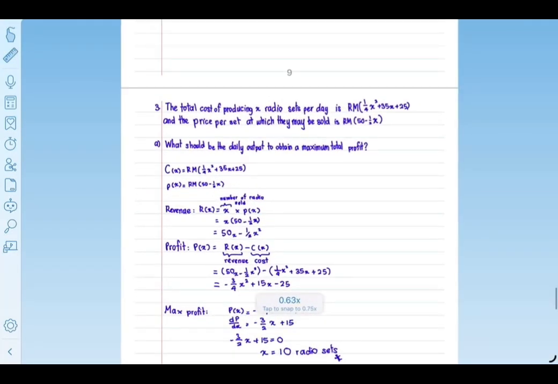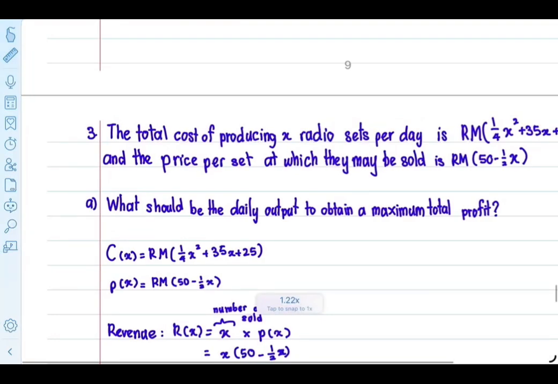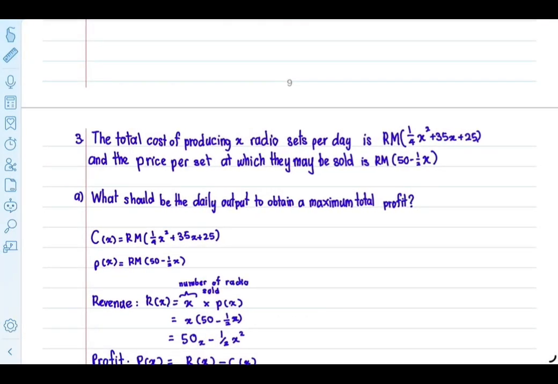Okay, so in this question 3, the total cost of producing x radio sets per day is RM (1/4)x² + 35x + 25, and the price per set at which they may be sold is RM 50 − (1/2)x. So first is A, what should be the daily output to obtain a maximum total profit?